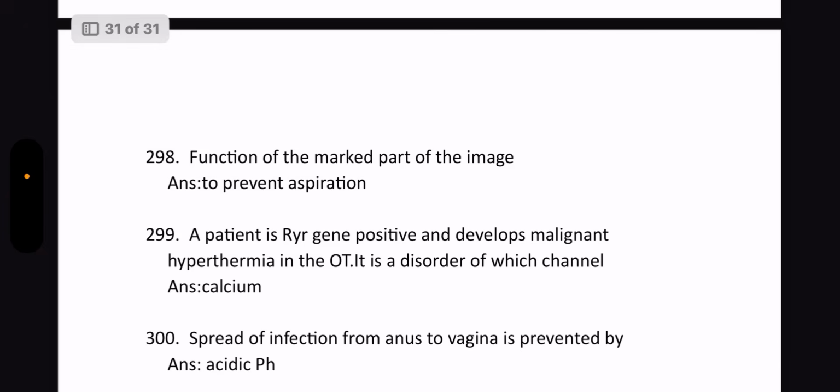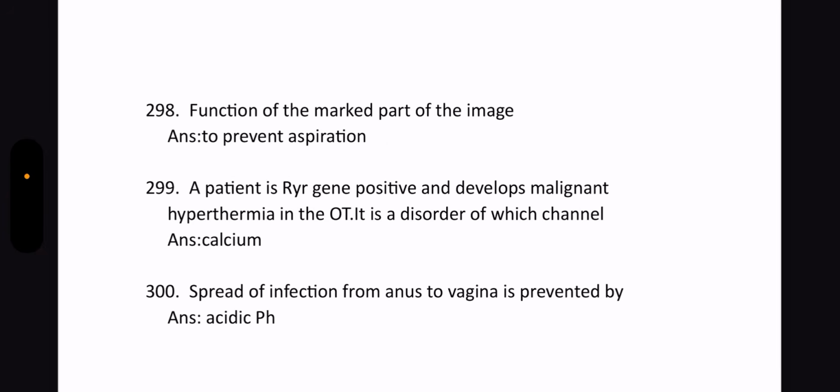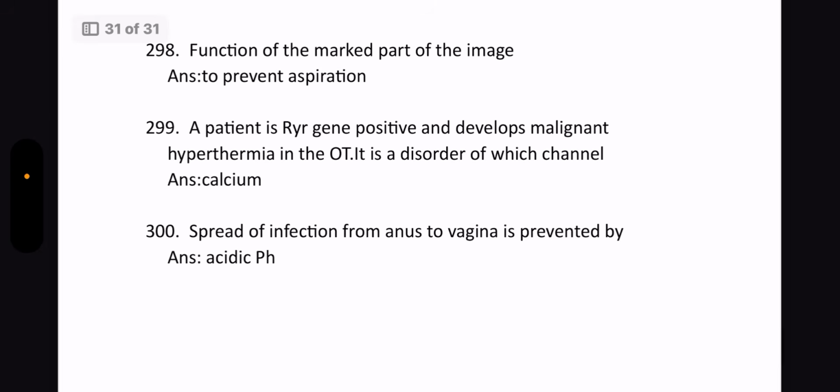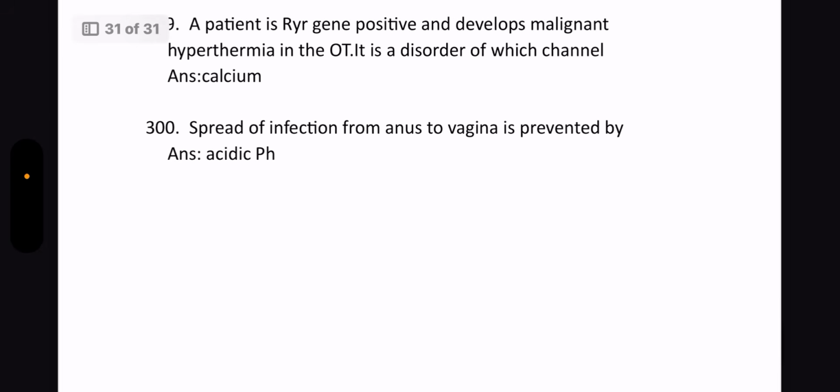Function of the marked part of the image. Answer: prevents aspiration. Next, patient is RYR gene positive and develops malignant hyperthermia in the OT. It is a disorder of which channel? Answer is calcium. Next, spread of infection from anus to vagina is prevented by: answer, acidic pH.